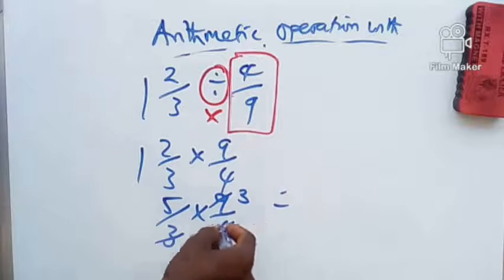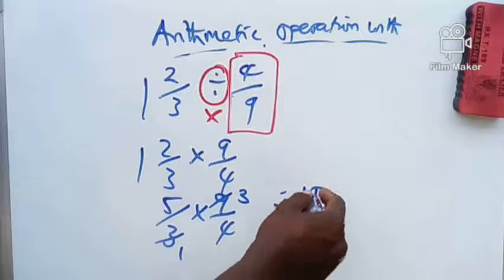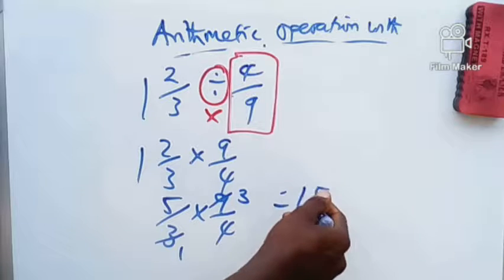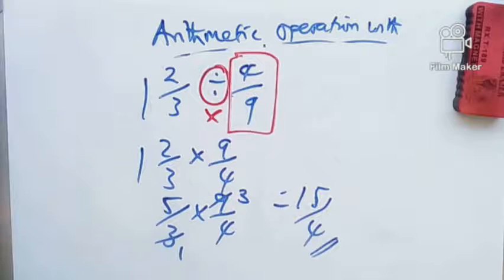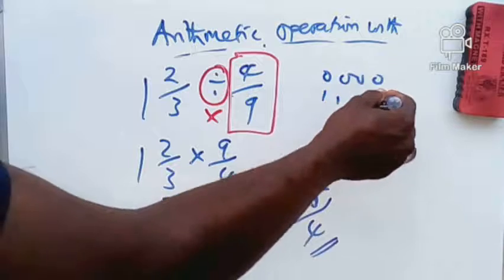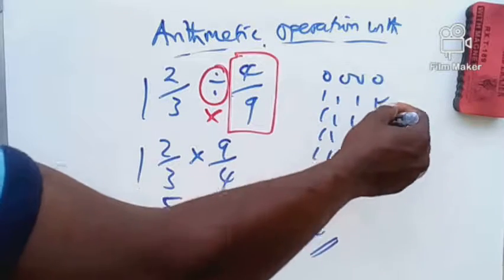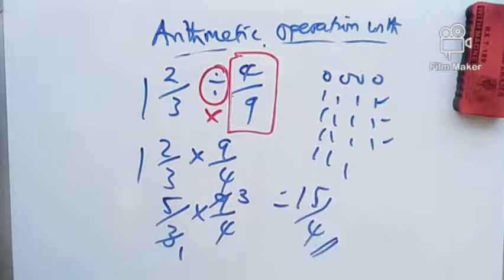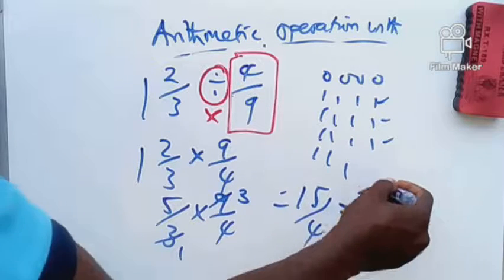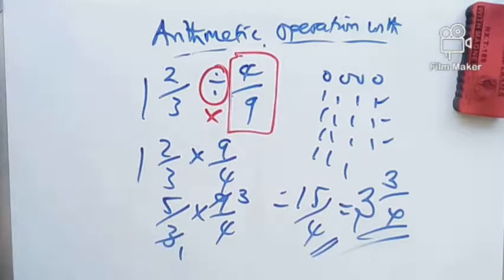So the final answer can be 5 times 3, and that is what? 15, all over what? 4. And that is the final answer, which you can still take back to an improper fraction, to a mixed fraction, by dividing 15 by 4. So when you share 15 among 4 persons, what will you have? You have 1, 2, 3, 4, 5, 6, 7, 8, 9, 10, 11, 12, 13, 14, 15. So they will receive 3, remainder 3. So it's good. The answer is going to be 3 whole number, remainder 3 over 4. And that is the answer.